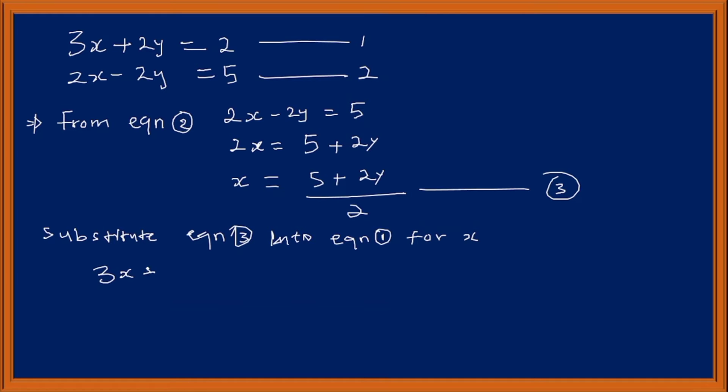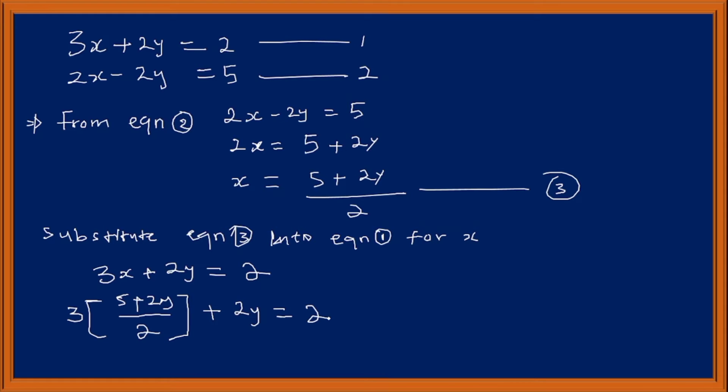So equation number 1, I have 3x plus 2y is equal to 2. So wherever I have x, I'm going to put in 5 plus 2y divided by 2. So doing that, I'm going to have 3 into 5 plus 2y divided by 2, plus 2y is equal to what? 2.